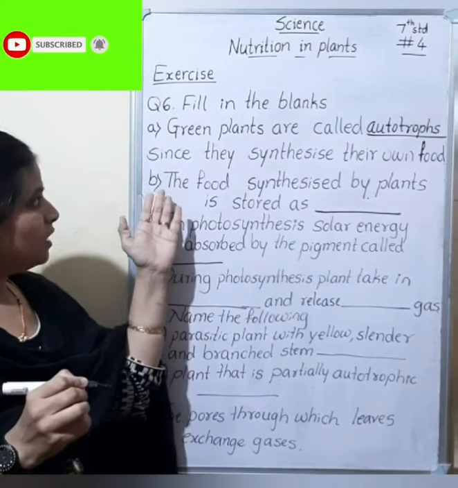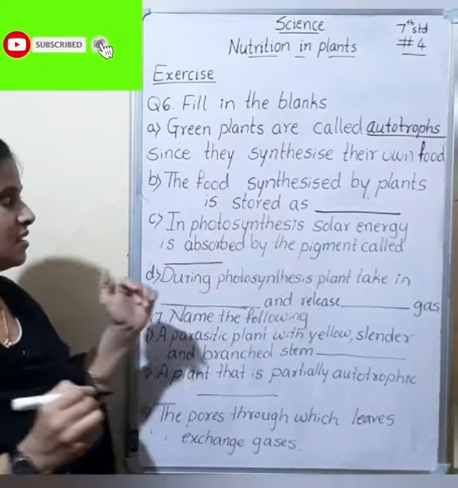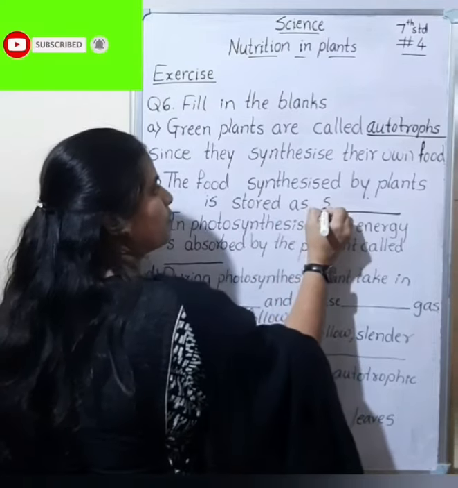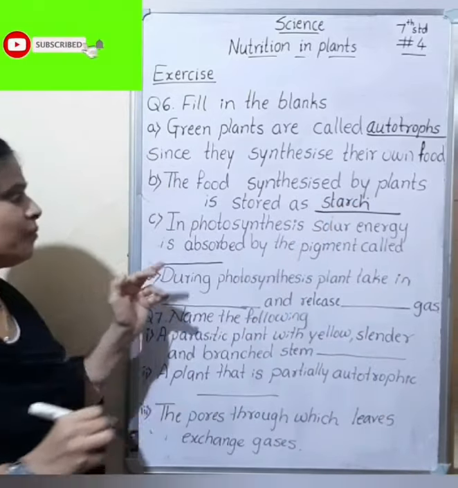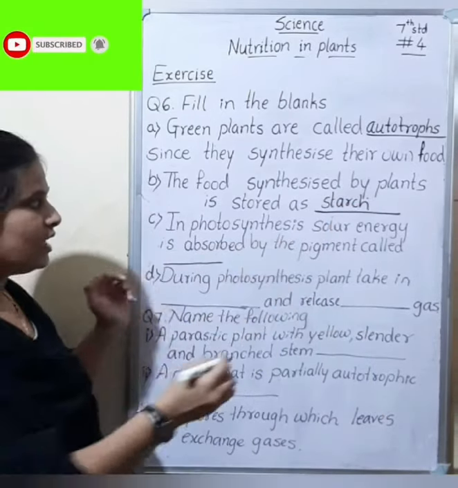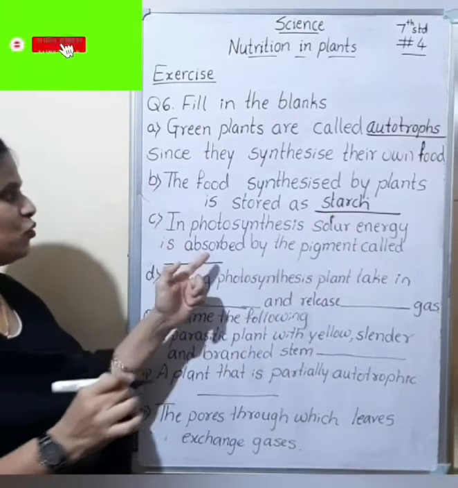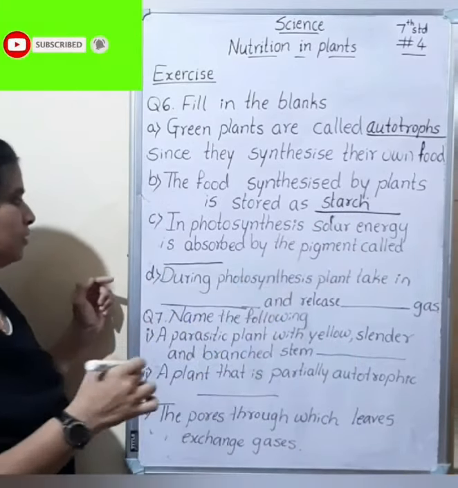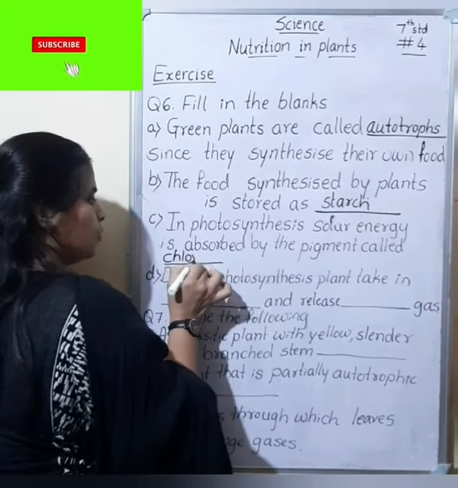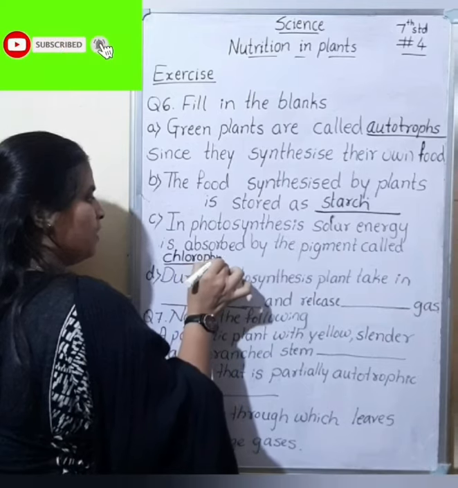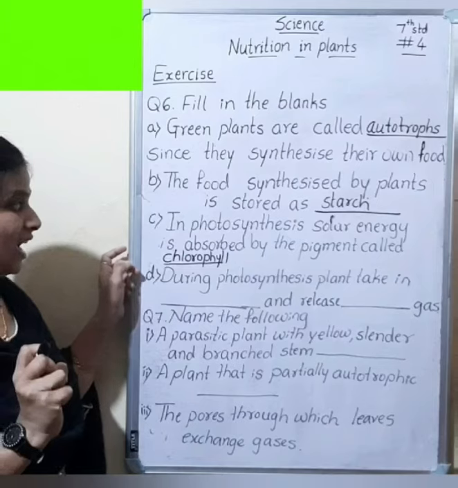Second fill in the blank. The food synthesized by plants is stored as, yes, of course, starch. Third one. In photosynthesis, solar energy is absorbed by the pigment called, what pigment is present over there? Chlorophyll, which traps the solar energy, we can say.